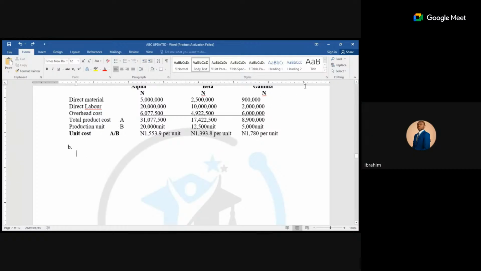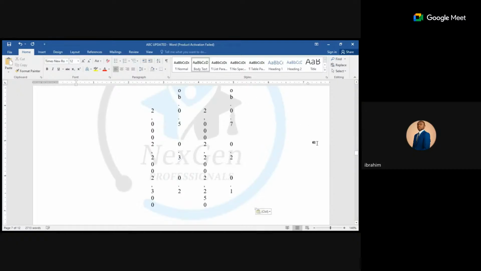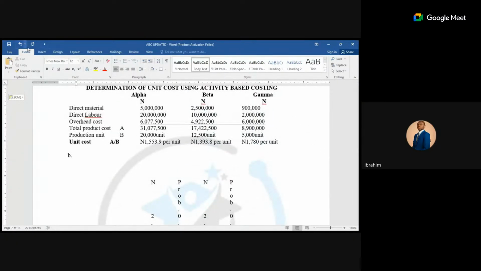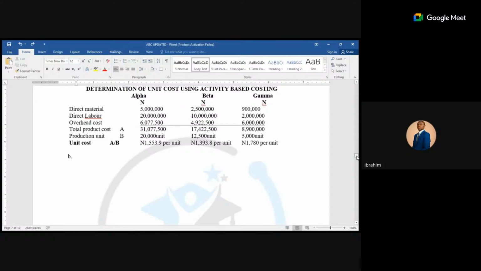Expected sales. Expected sales, still the same thing. Okay, something is wrong somewhere. Let me just do something. Okay, if that would be the case, let's just do expected sales, right?